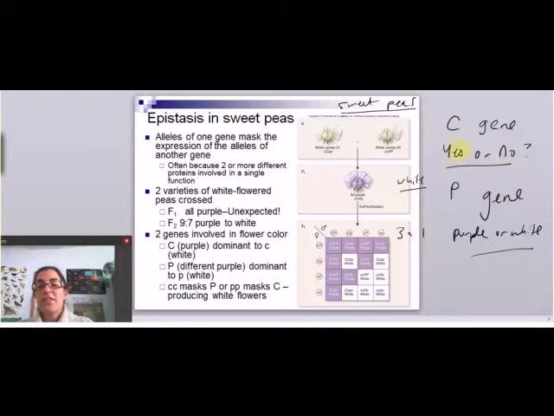If the C gene says yes, then the P gene will decide whether that's purple or white. If the C gene says no, then there'll be no color. So therefore, it will be white no matter what the P gene says, because in nature, white is really the absence of color. So let me show you how this works.